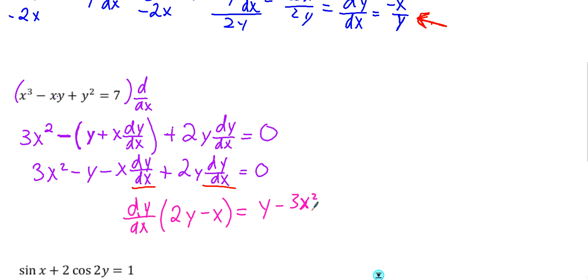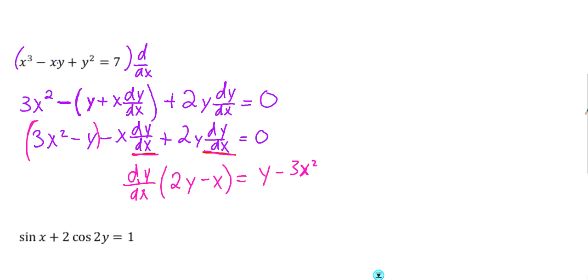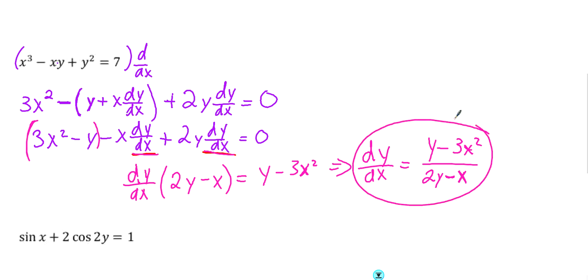So I moved this to the other side, and then I factored out my dy over dx. The last step is to get dy over dx by itself by dividing both sides by 2y minus x. So you get y minus 3x squared over 2y minus x. And that's your implicit derivative.